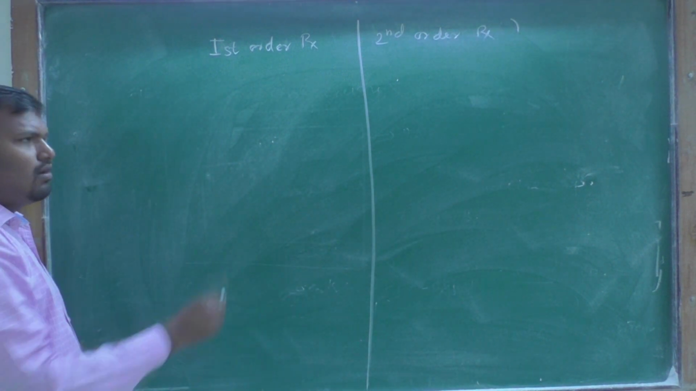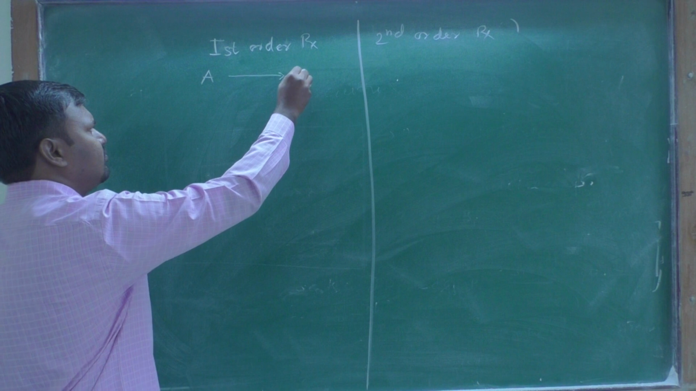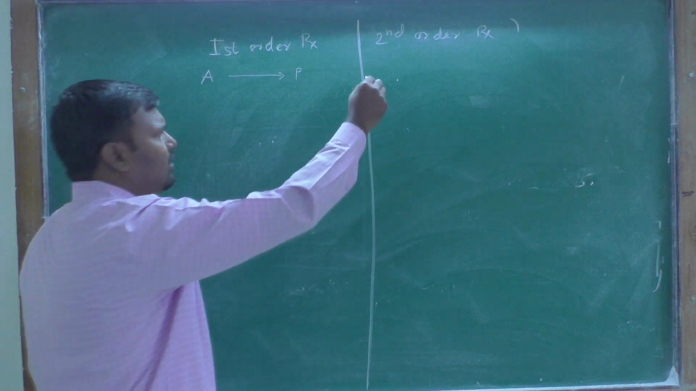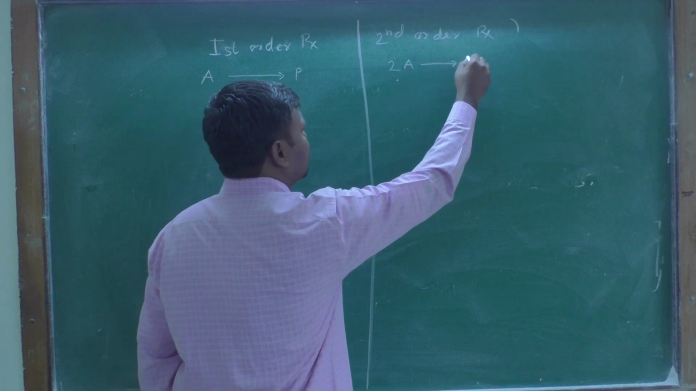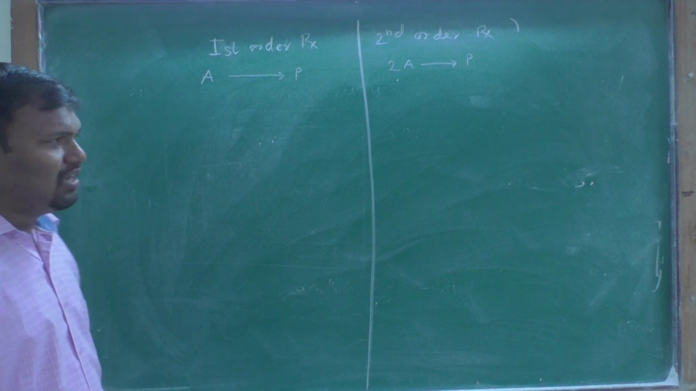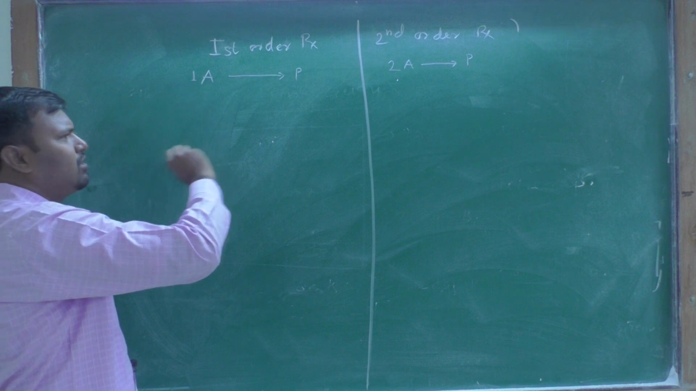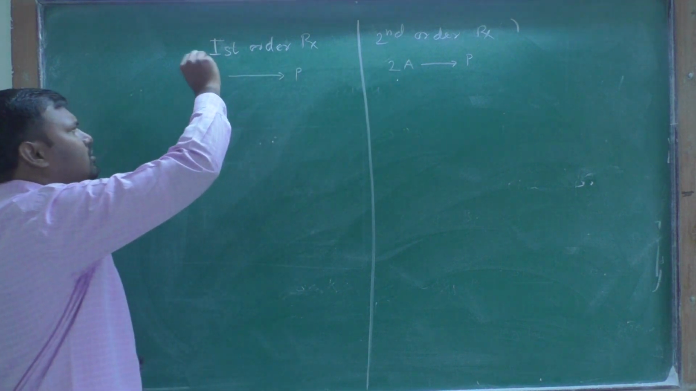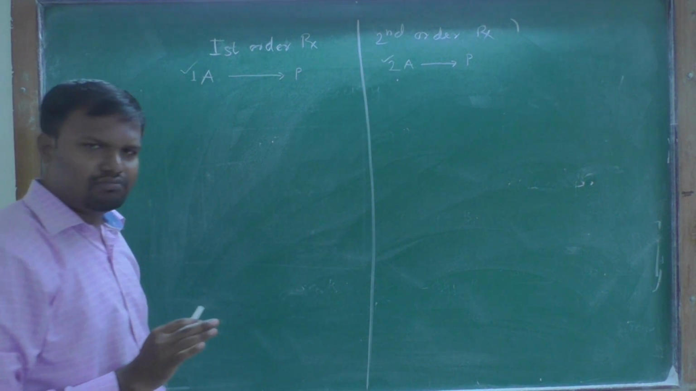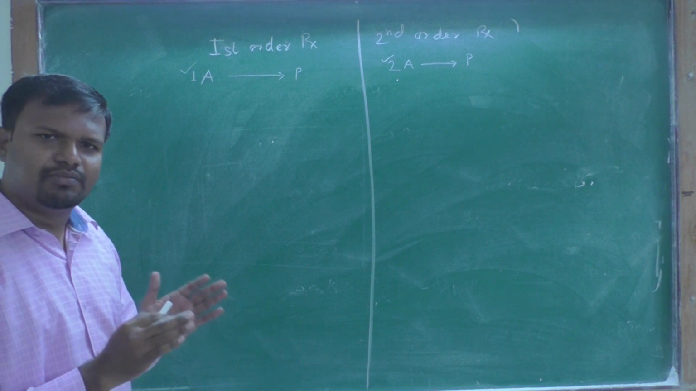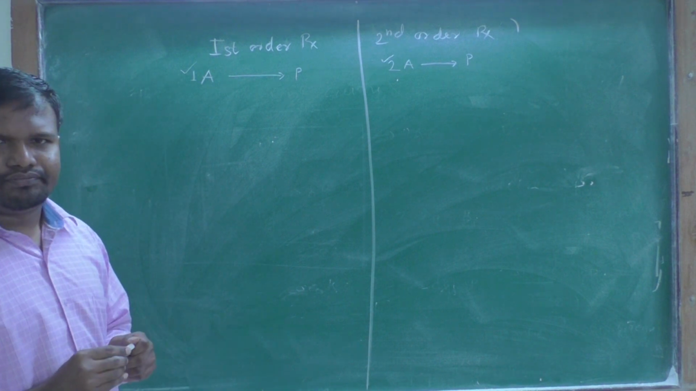In this, a reactant gives product, and here 2A gives the product. It's a simple, elementary reaction. For an elementary reaction, molecularity becomes equal to its order. Therefore, to indicate that, for the simple reaction the order may be 2, and for this the order is 1.